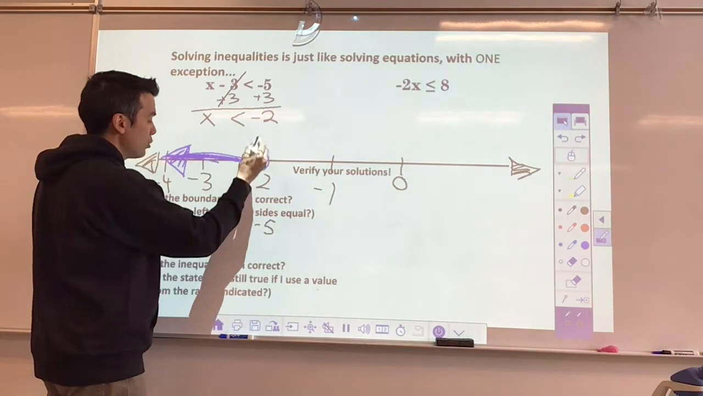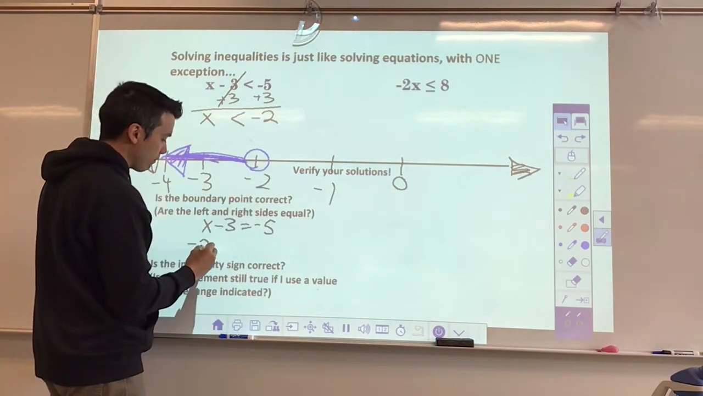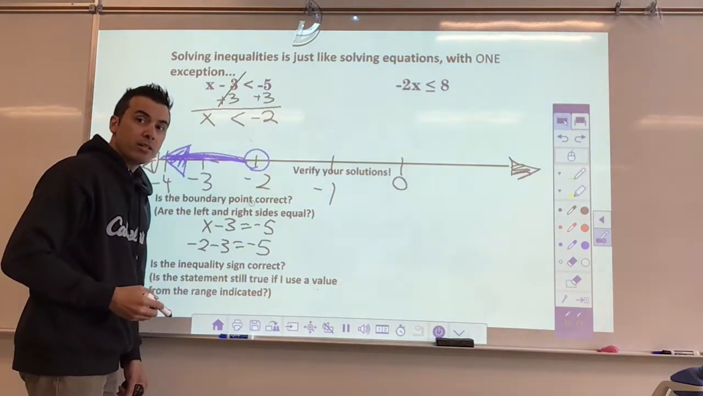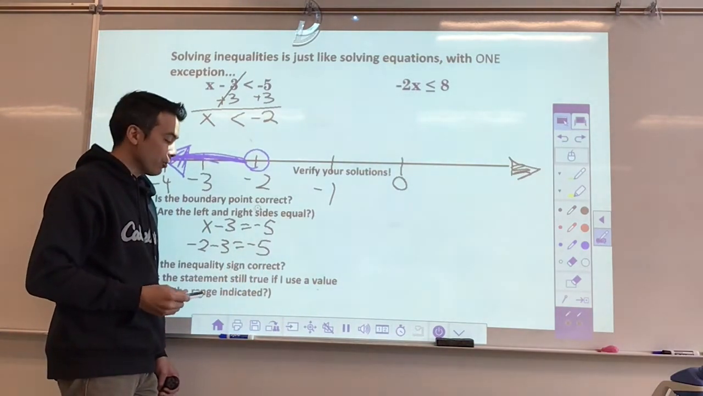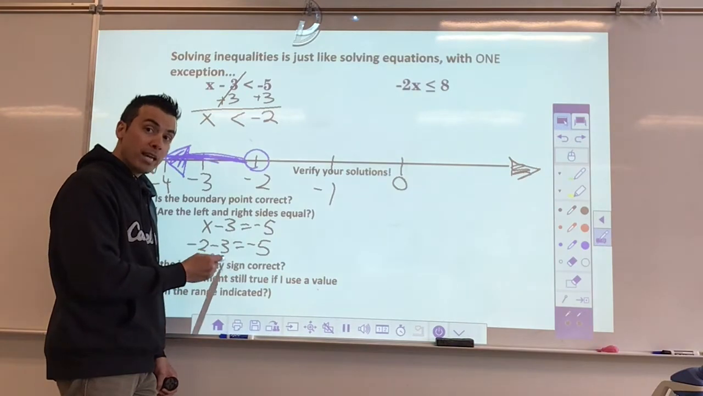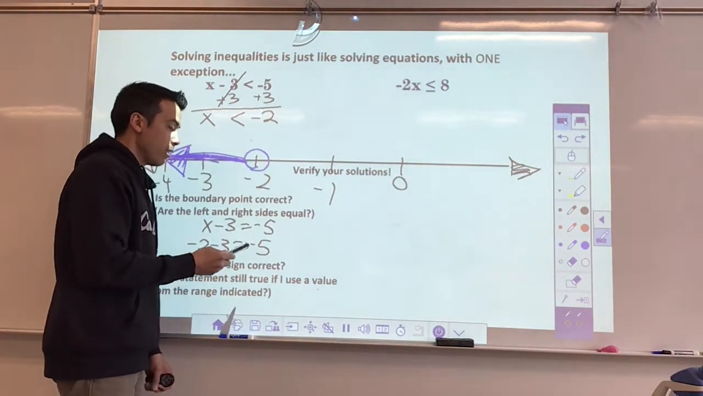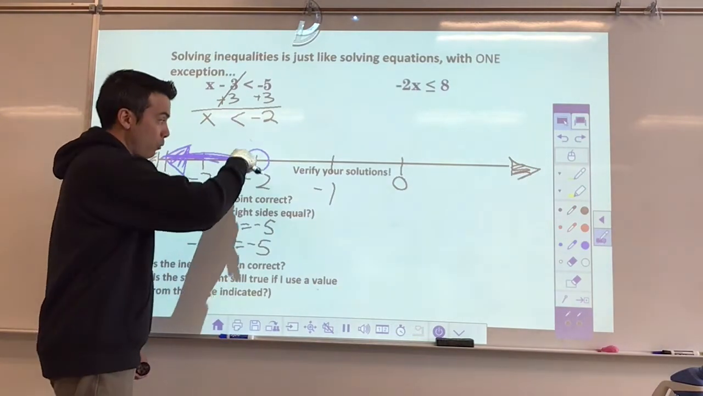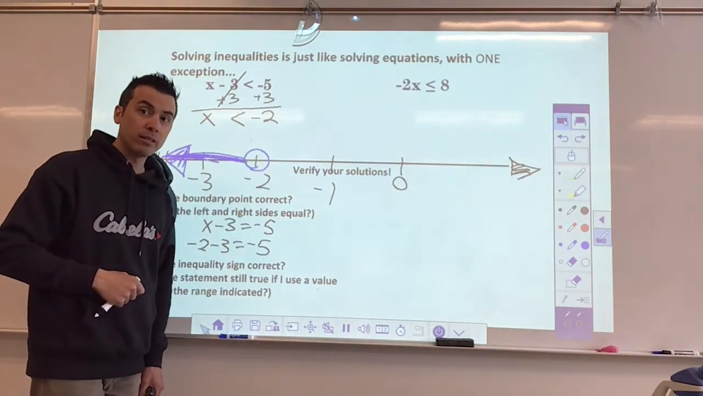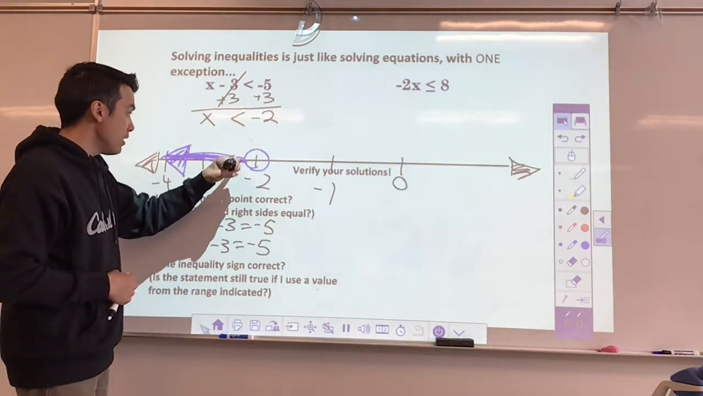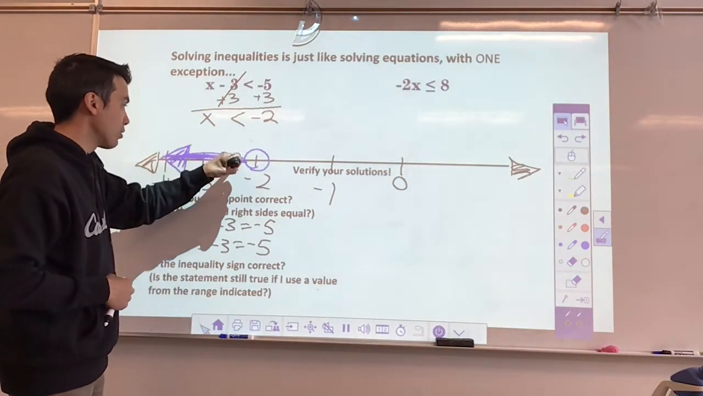I would use my solution of -2 and substitute that in for x. And what we see is that the left-hand side does equal the right-hand side. If I went -2, take away 3, I get -5, and I got -5 here. That tells me only one thing, that where I've drawn this circle is correct. There's one more check I have to do. I want to see if this entire range of values is correct.